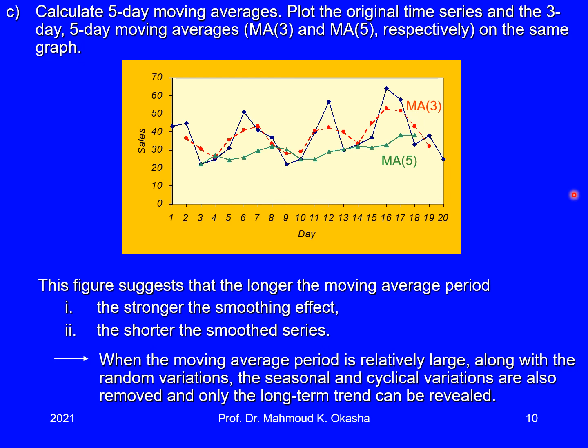When the moving average period is relatively large, along with the random variation, the seasonal and cyclical variations are also removed, and only the long-term trend can be revealed. So if we make the moving average long or large, then we only have a trend. The seasonal or cyclical variation will be removed.